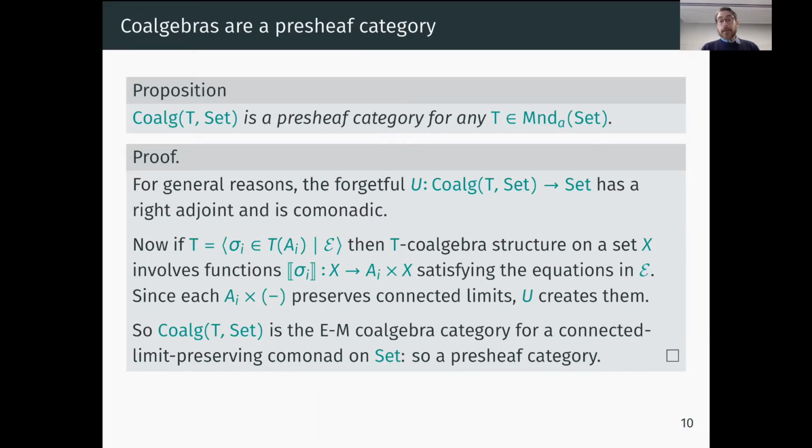And the category of coalgebras for any connected limit preserving comonad on set is a presheaf category. Okay? So maybe you didn't know that, but it's true, and it's quite fun to work that out. But in any case, just by examining what a T coalgebra in set looks like, we've deduced that it must be a presheaf category. Okay, the category of coalgebras is a presheaf category.